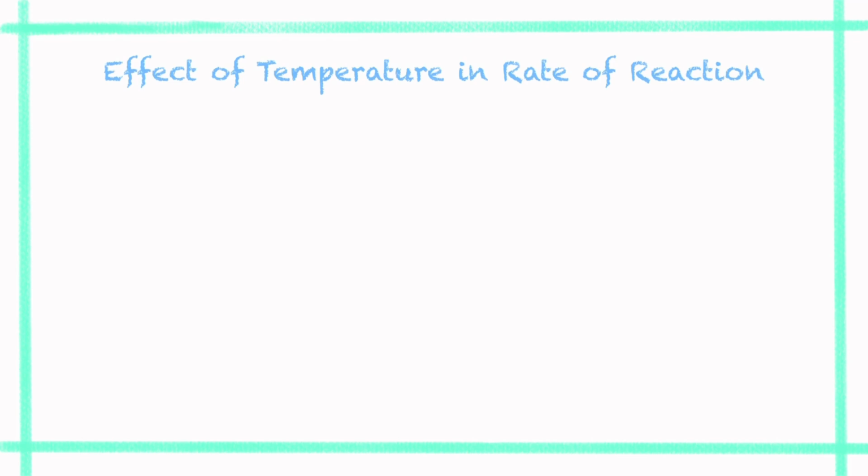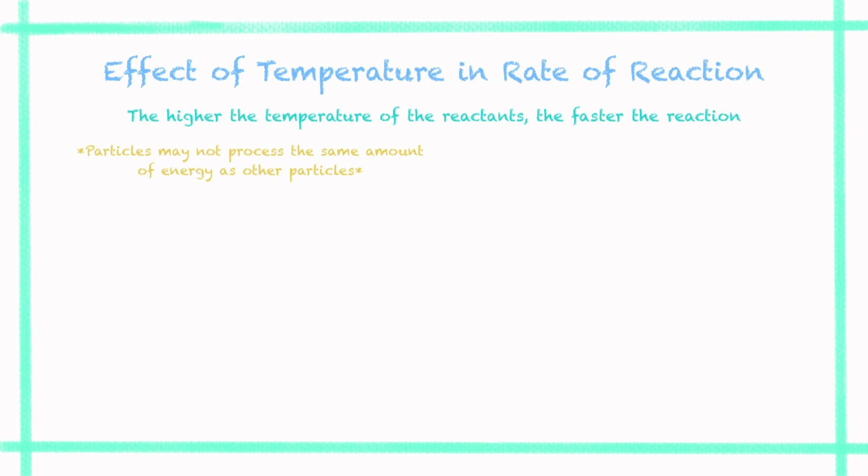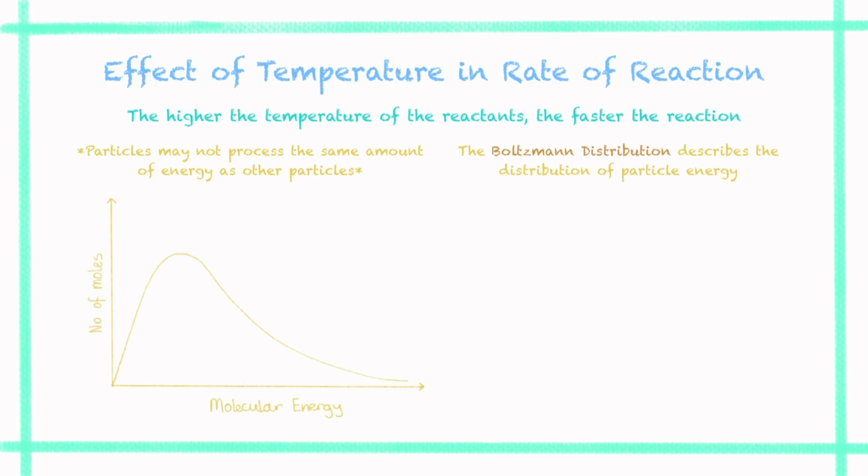As we have learned before, the higher the temperature of the reactants, the faster the reaction. However, temperature is not the direct cause of increasing the rate of reaction. This is because particles may not possess the same amount of energy as other particles. The Boltzmann distribution describes how unevenly energy is distributed amongst particles. It is a general distribution at a certain temperature, with the x-axis the molecular energy and the y-axis the number of moles of particles with this amount of molecular energy.